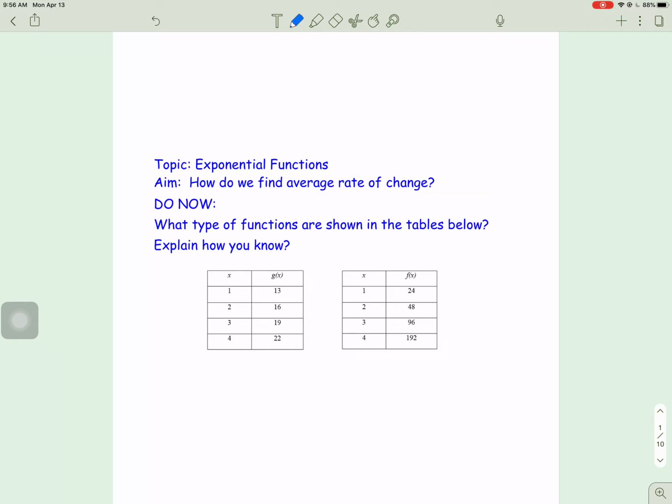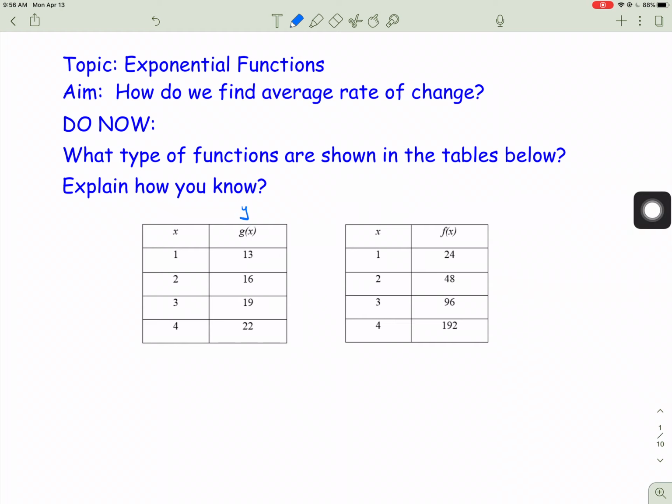If we look at this first one, let's see what's happening as x goes up. So x is going up by 1, and g of x, or y, is going up by plus 3, plus 3, plus 3. This is a constant rate of change. What happens if something goes up by the same number each time? What type of function is this? This is linear.